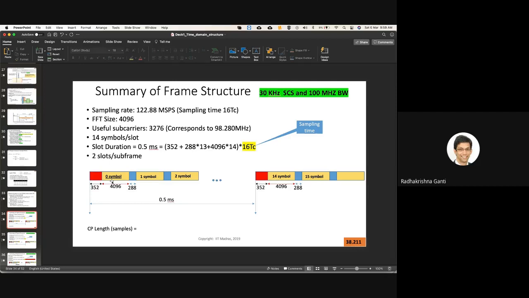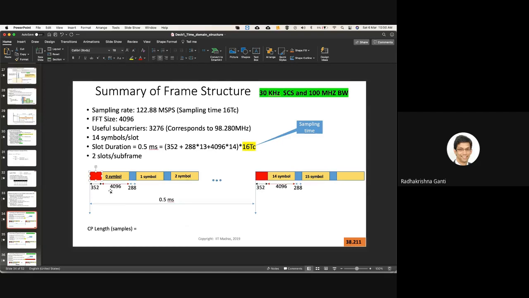Any other questions? Sir, the reason for higher CP is still not clear, sir. Okay. See, if I make this 288, the length of the 14 OFDM symbols from here to here will not be 0.5 milliseconds. It will be slightly less than 0.5 milliseconds. So to make this fit exactly in 0.5 milliseconds, they made this 352. That is one of the main reasons. In addition, like Mr. Ashok Kumar pointed out, this also helps a little bit in the downlink uplink transition. We'll come to that later.